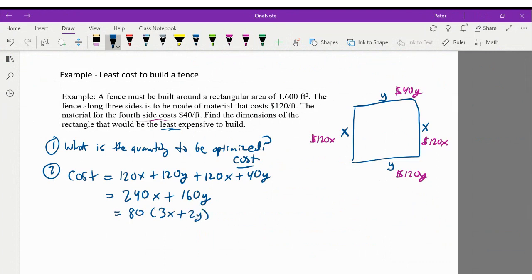So the only problem is I don't have only a single variable yet, but I should be able to get that from some other information in the problem. This is why it would be completely wrong to say that area is the quantity to be optimized. We're not given any choice as to what the area is. The problem says that we want 1,600 square feet of area. And the question is going to be how we can do it for the smallest amount of money.